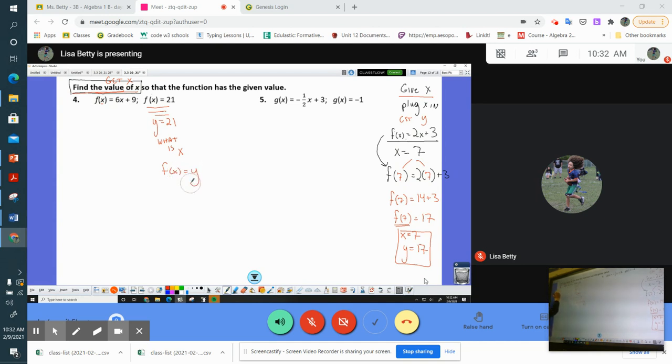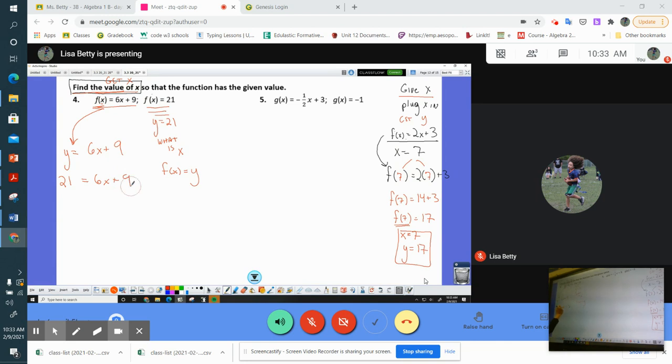So what I'm going to do is, here's my equation. I'm going to rewrite it, but instead of f of x, I'm going to say y equals 6x. And that's absolutely unnecessary. You didn't really have to do that. All you had to do was say 21, because they told us that f of x equals 21. I could have just said 21 equals 6x plus 9.